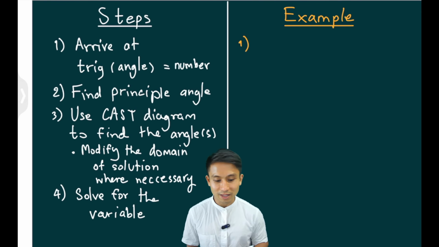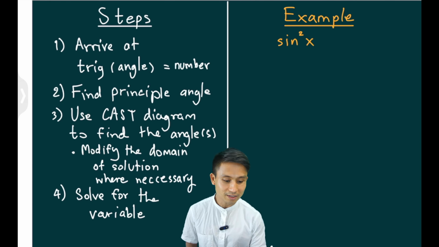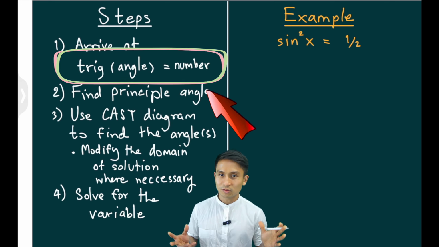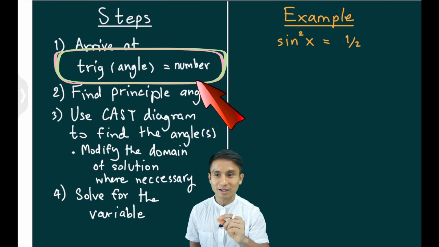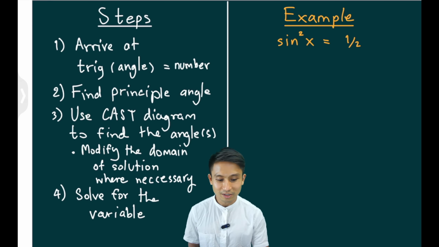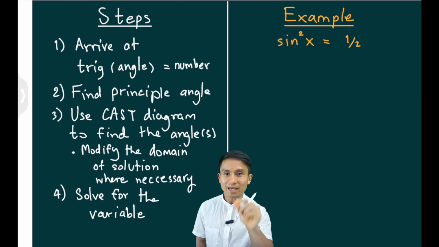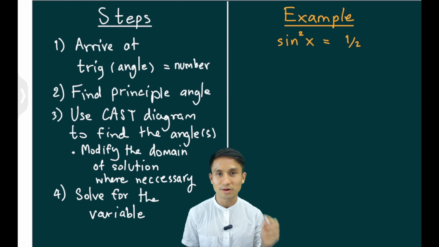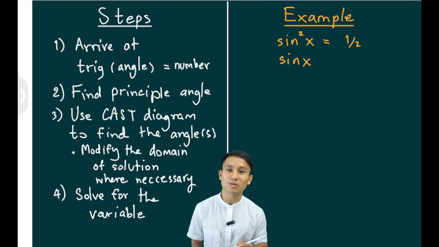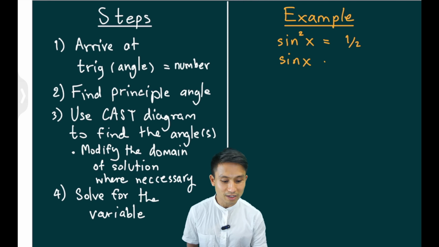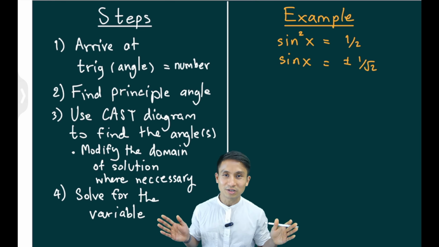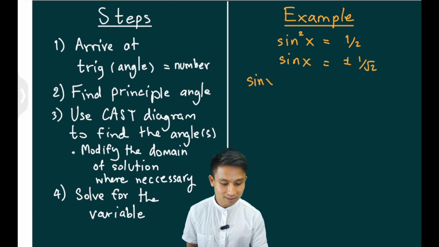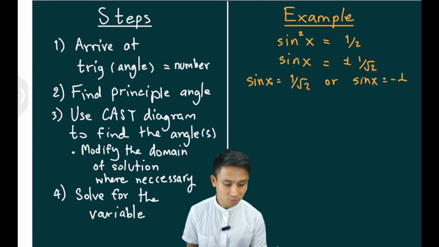What if we don't arrive at the first step yet? Let's say we have a problem like a quadratic, sine squared x equals 1 over 2. Because this is not exactly trig of an angle equaling a number, it's a trig squared, you need to make that a degree of 1, not 2, not 3. That means you need to square root both sides. Square rooting both sides would give you plus or minus 1 over root 2. That means we have two separate cases here. This one, sine x equals 1 over root 2, and the other one, sine x equals minus 1 over root 2.